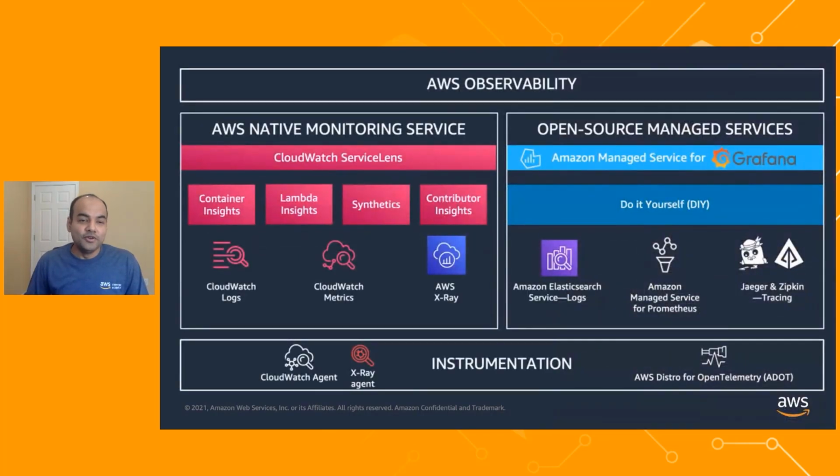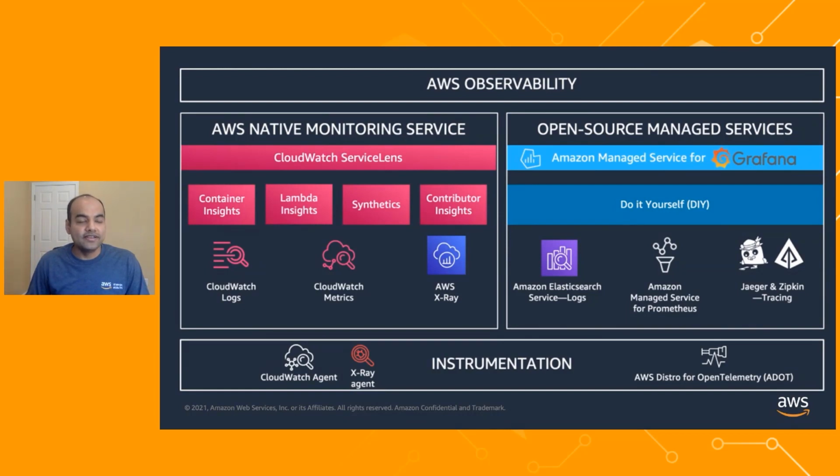But the good news is that AWS offers you a wide variety of observability services. So this is our observability portfolio. On the left-hand side, we have native services like CloudWatch, CloudWatch Logs, and AWS X-Ray, along with Container Insights, Lambda Insights, etc. These are native AWS services.